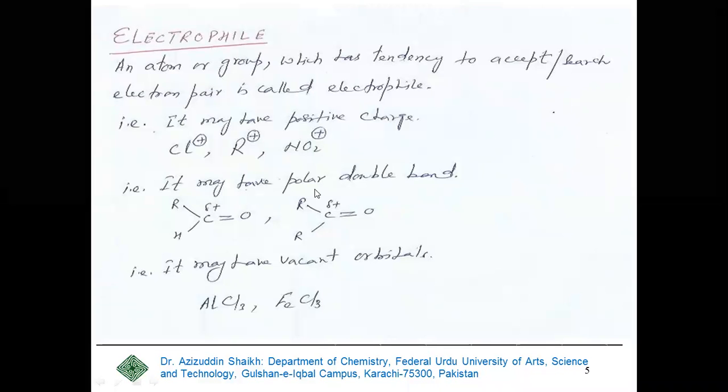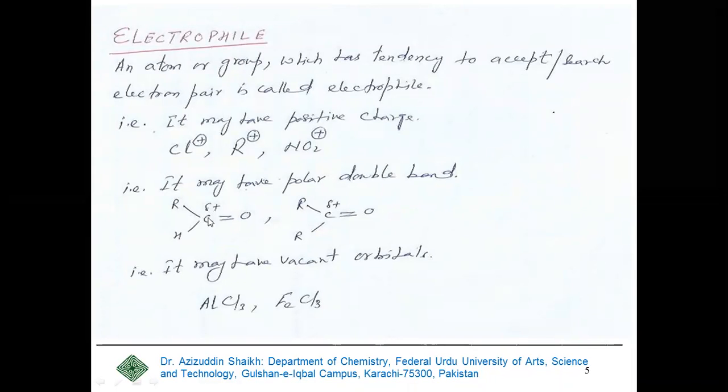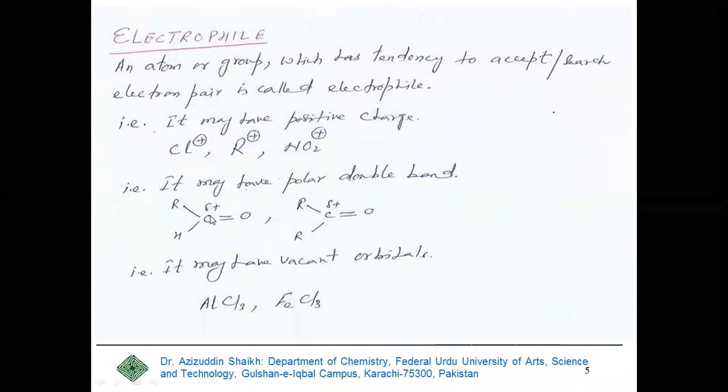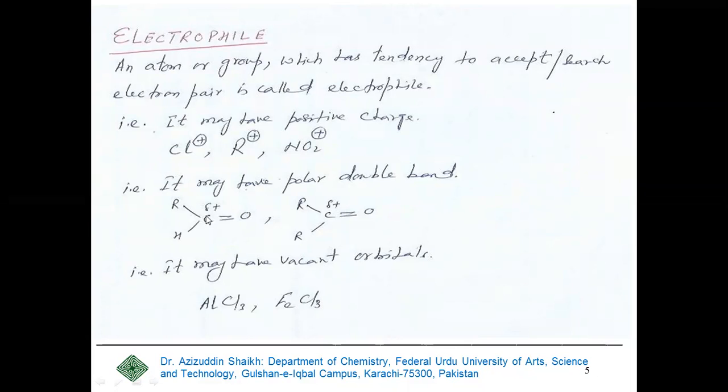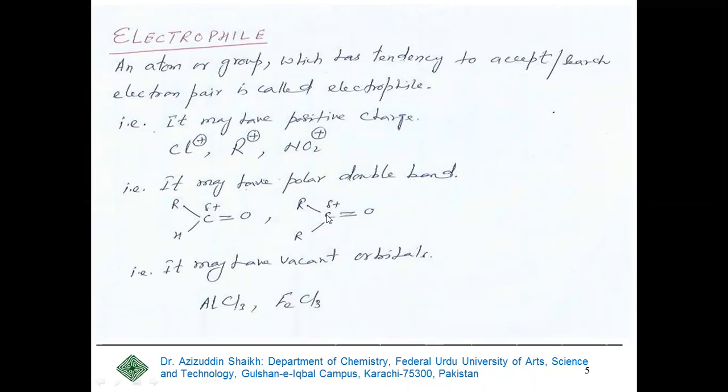Another example: it may have a polar double bond, for example C double bond O. Oxygen has high electronegativity. So due to the high electronegativity of oxygen, this carbon is electropositive, electron deficient. It has a partially positive charge. So this carbon is electrophilic in nature. The carbonyl carbon of a ketone is also electrophilic in nature.